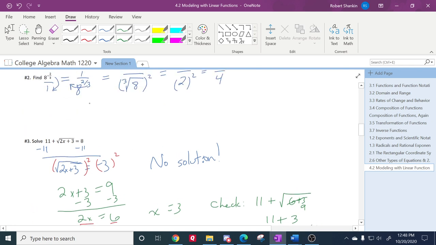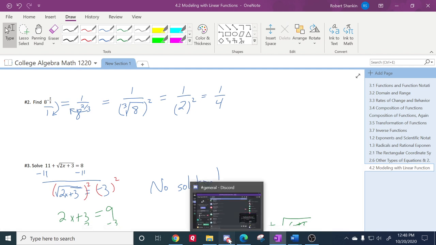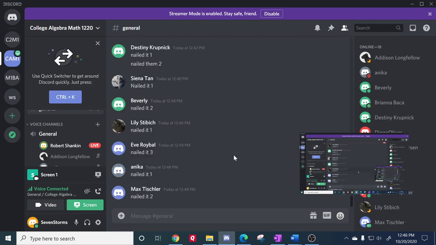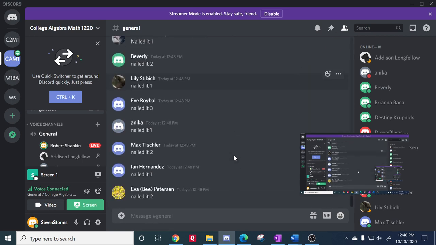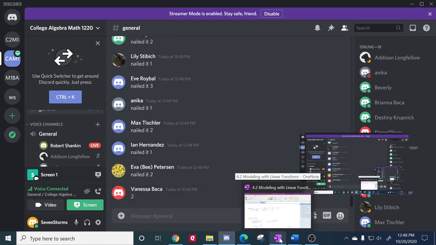Alright, so give me feedback on either or both of these, 2 or 3. Type that up, don't hit enter quite yet. Go ahead and hit enter.